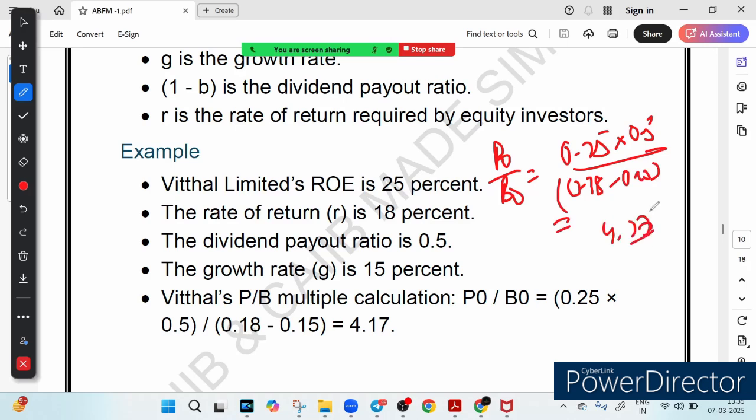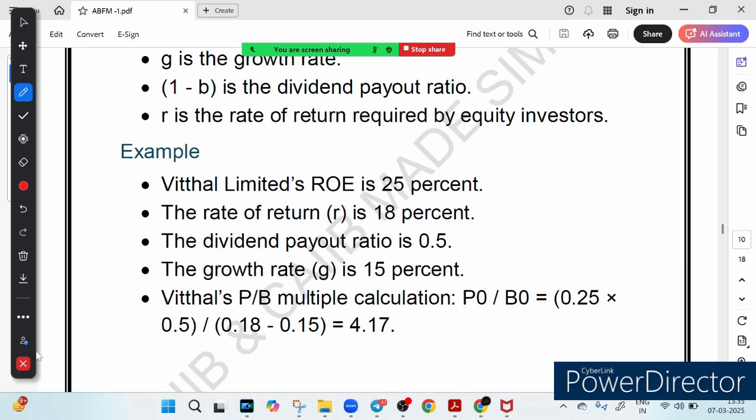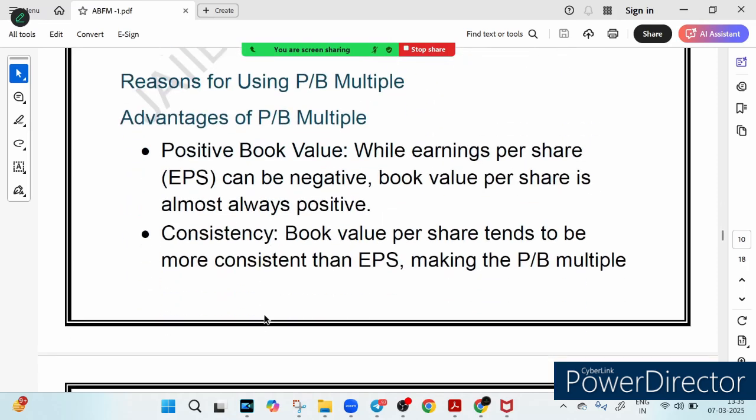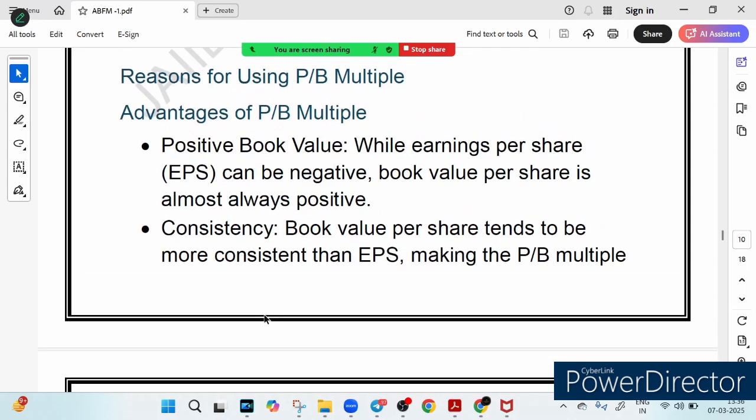What does it mean? It means that Vithal Limited stock is priced at 4.17 times its book value, meaning investors are willing to pay more for every rupee of the assets that the company owns. This is the sign of a strong business with high return. So the question is, why do investors use the P/B ratio? Because it is always positive, right? It is more reliable than P/E. You must remember that P/B is more reliable than P/E.